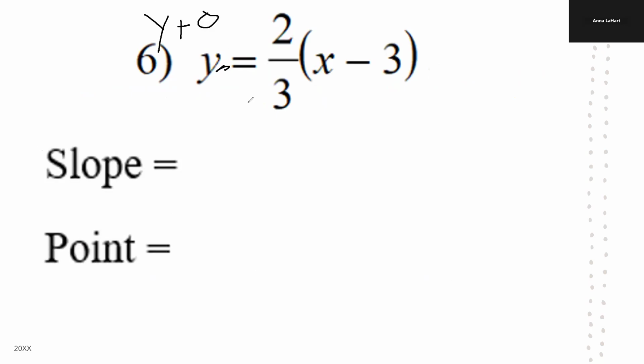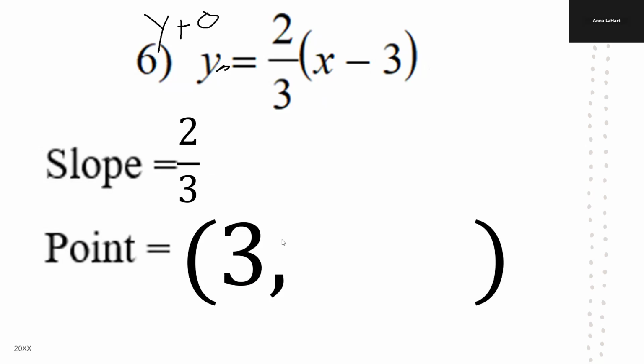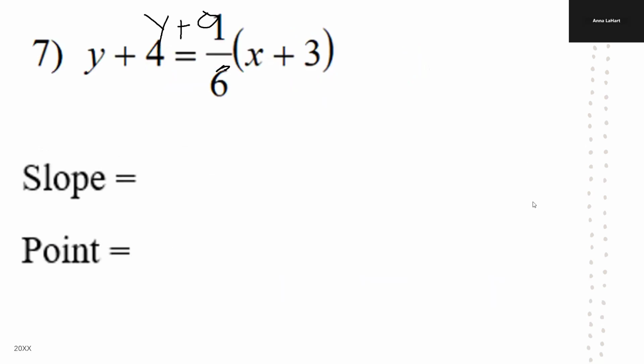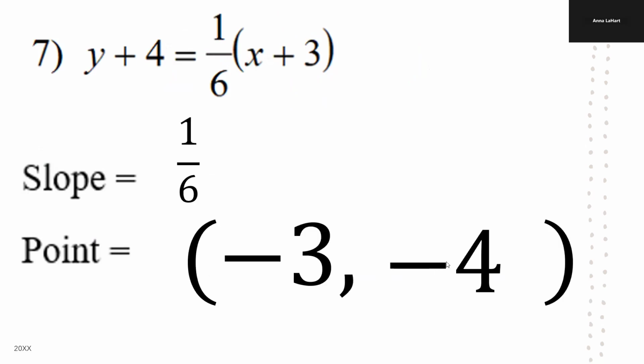So here we go. Slope for this one would be 2/3. The point, the x value is going to be 3. The y value is over here with nothing, so it's just 3, 0. Okay. For the next one, you would end up with a slope of 1/6 and a point at -3, -4.